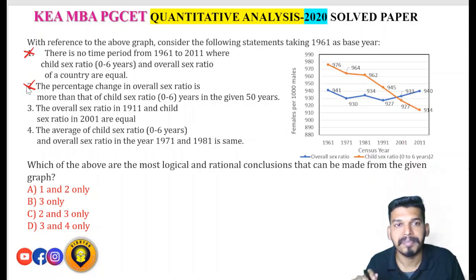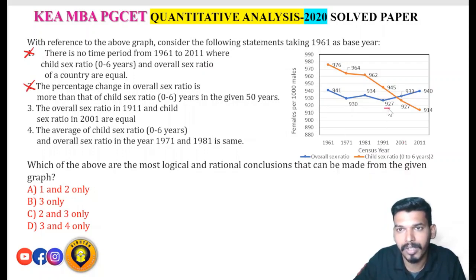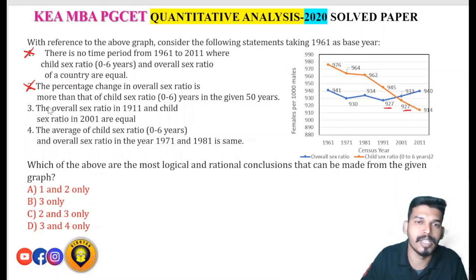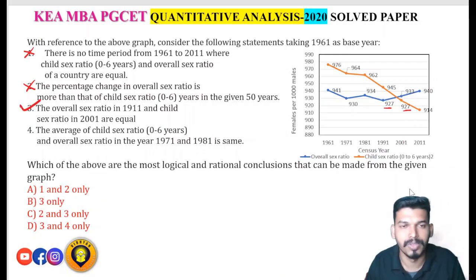Next, third one, the overall sex ratio in 1911 and child sex ratio in 2001 are equal. Yes, overall sex ratio, that is blue color in 1911, 927 ide, and child sex ratio, that is orange color in 2001, 927 ide. It is equal, that is true.